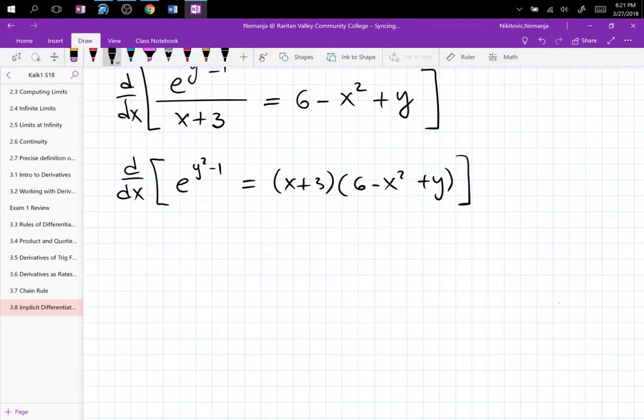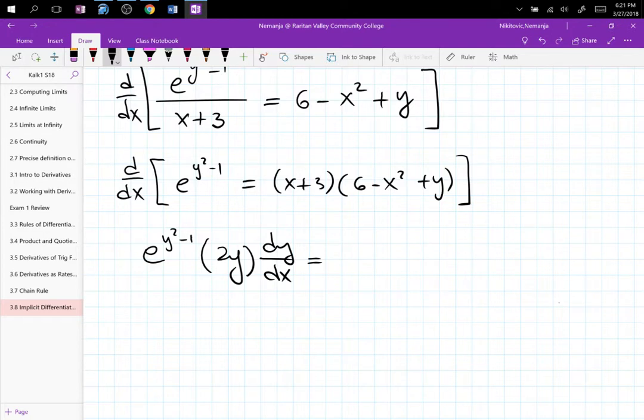Great. The derivative of e to the x is e to the x. The derivative of e to the y is e to the y, dy dx. So the derivative of e to the y squared minus 1 is e to the y squared minus 1 times the derivative of the top, and then follow with the chain of dy dx. So all of that stuff, right? The derivative of e to the y squared minus 1 is itself, times the derivative of the exponent, which is 2y, and then times dy dx, because we took the derivative of y in respect to x.